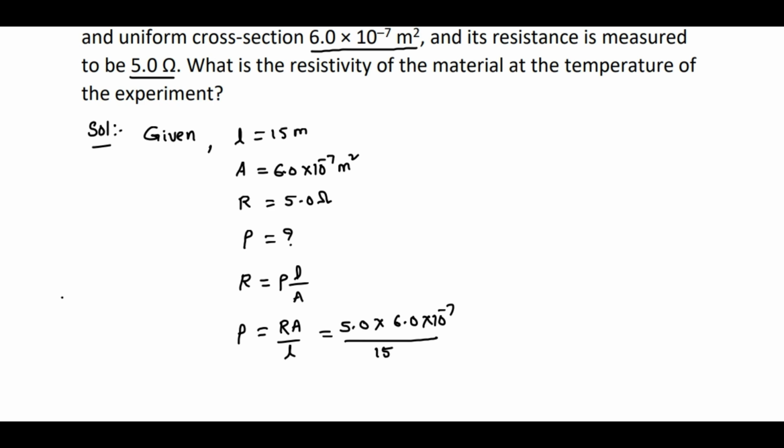So after simplification, we will get 2.0 into 10 power minus 7. The SI unit of resistivity is ohm meter. So this is the resistivity of the material of the wire.